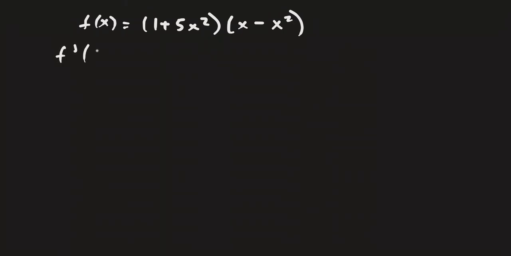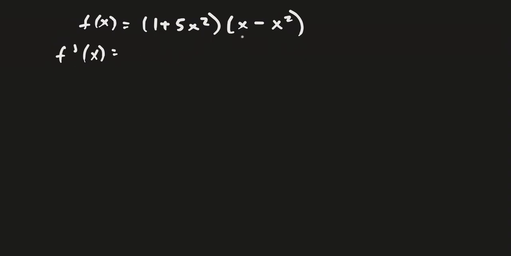Okay, so let's say that I had the function 1 plus 5x squared times x minus x squared. So let's say that this is the function that I have right now. So let's say that I wanted to find the derivative of this function. How would I do this?